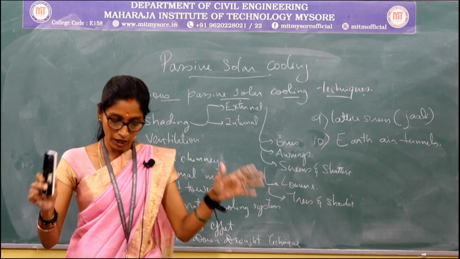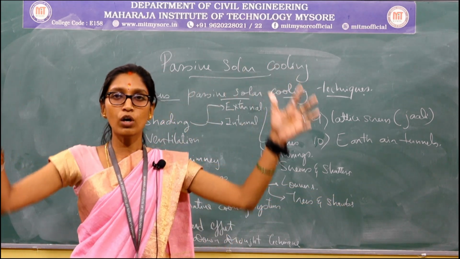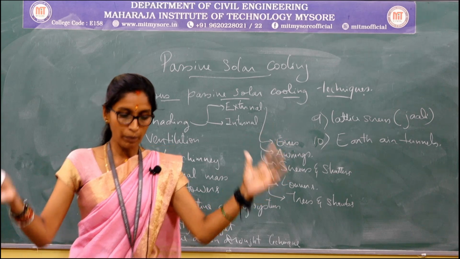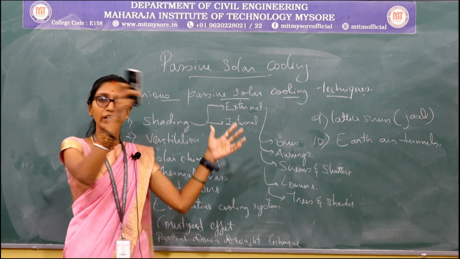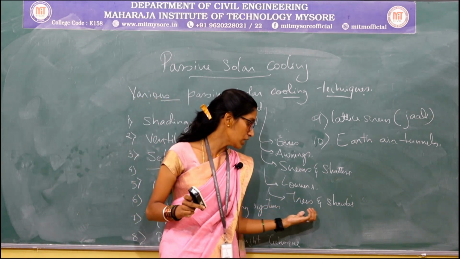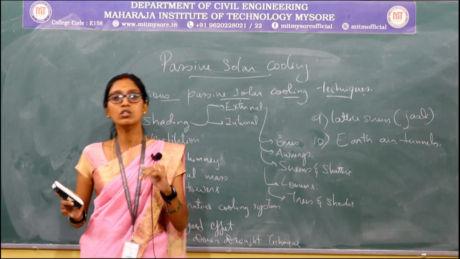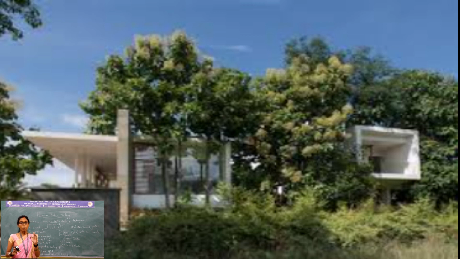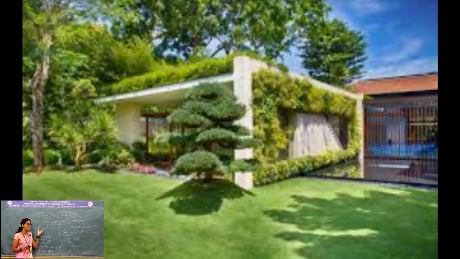The shrubs are bushy in nature and have a huge bulk of leaves which will provide a shade to a particular building. So these trees as well as shrubs serve the purpose of shading, which is going to avoid the entry of a maximum amount of heat radiation into a building and provide passive cooling in a building, right?